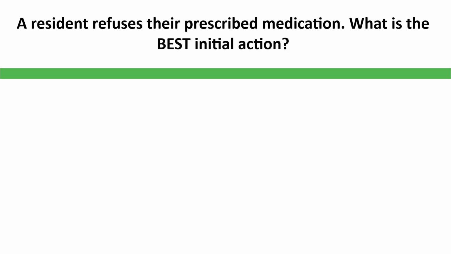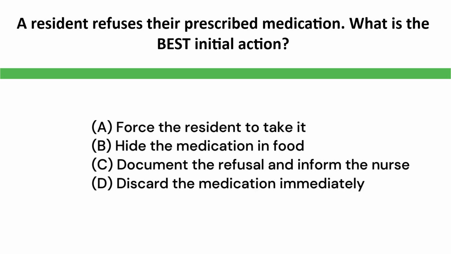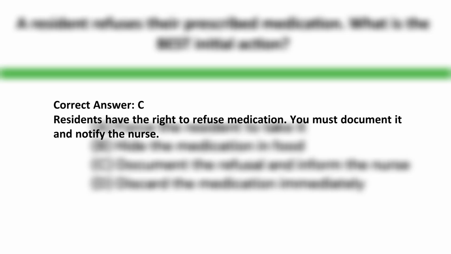Let's move to the next question. A resident refuses their prescribed medication. What is the best initial action? Let's look at the options. A. Force the resident to take it. B. Hide the medication in food. C. Document the refusal and inform the nurse. D. Discard the medication immediately. Correct answer, C. Residents have the right to refuse medication. You must document it and notify the nurse.